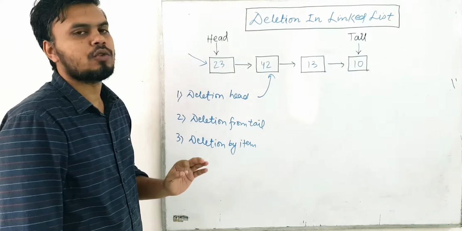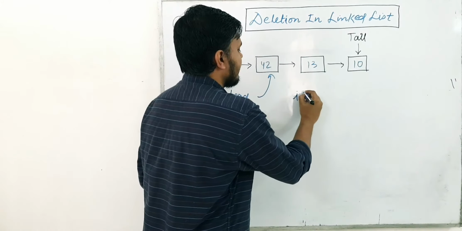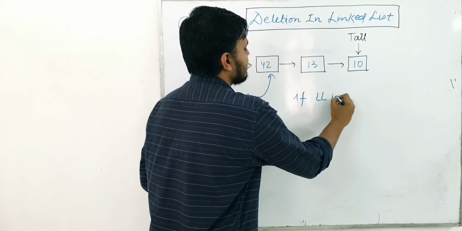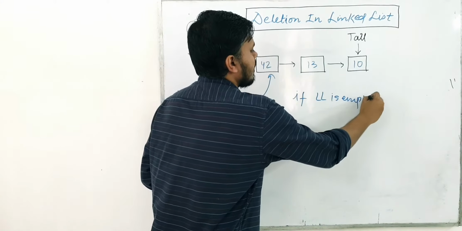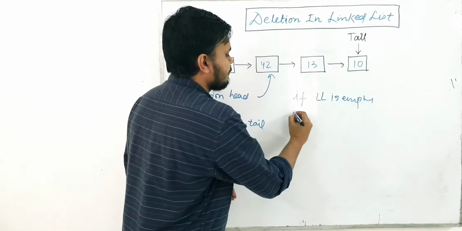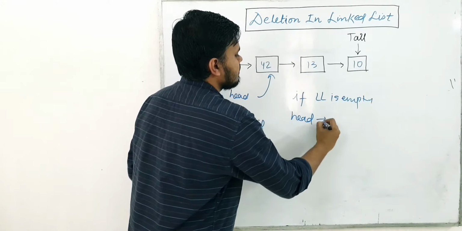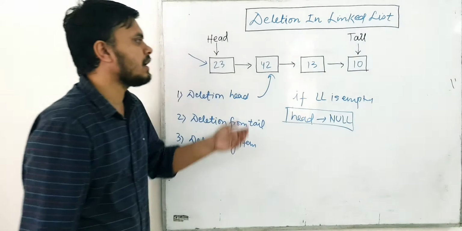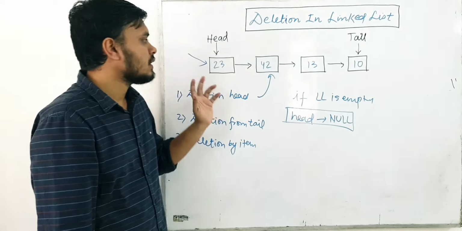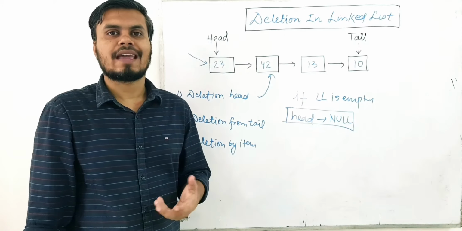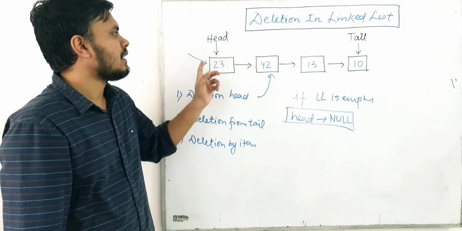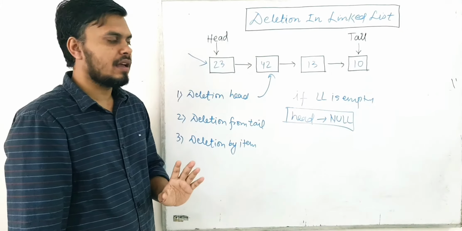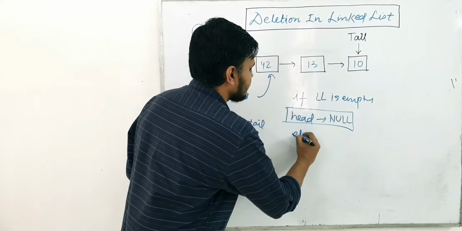The first thing that you will do is check if the linked list is empty. How do we check that? If the head is pointing to null or the head itself is null, it means the linked list is empty. So you just print out the message cannot delete. If the linked list is not empty, then the code is very simple.